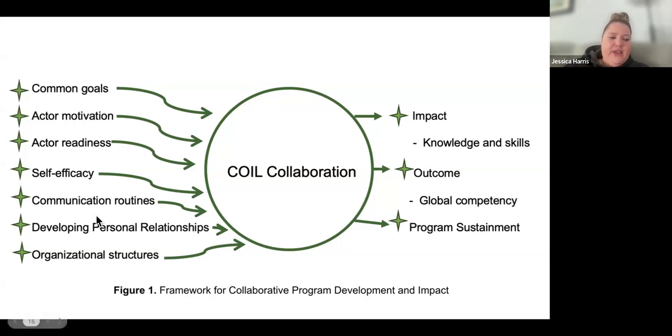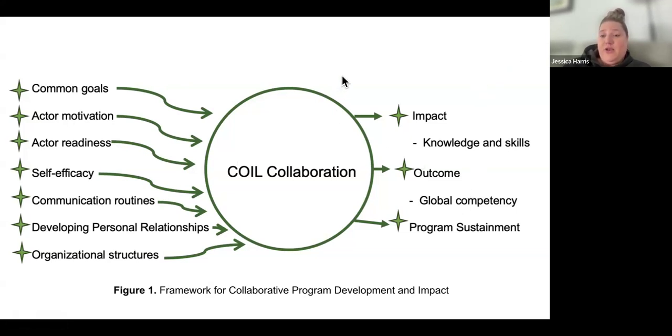Communication routines, really looking at the collaboration where we're geographically dispersed, the routines of using Zoom, Microsoft Teams, what is that going to look like? Developing those personal relationships, like I mentioned, really finding that partnership. And then lastly, those organizational structures, the institutional support, what you're going to be doing in regards to the framework of the design.